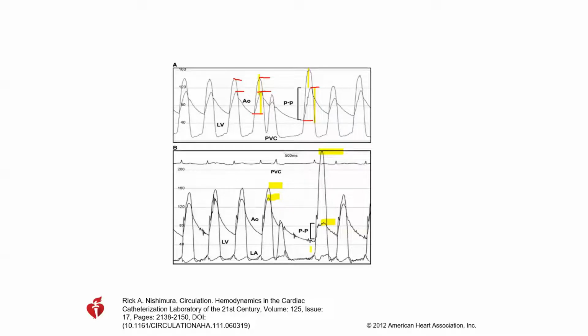Why does aortic systolic pressure drop? It drops because the contractility has led to severe obstruction, decreasing the stroke volume that fills the aorta. So you have a drop in systolic pressure. And that's why the pulse pressure gets narrow compared to the preceding beats. So you look at the pulse pressure here.